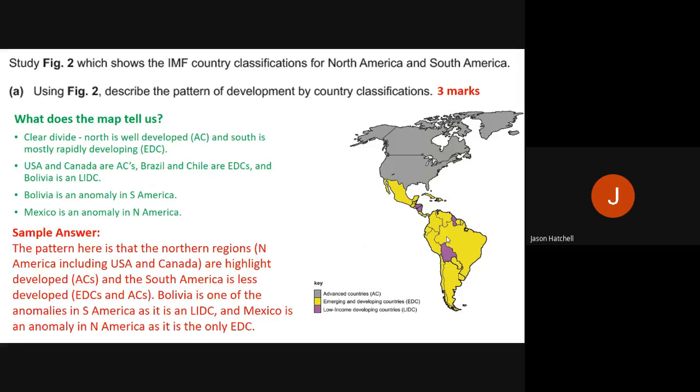Now here's the answer. Remember, 3 marks of TEA or PEA. The pattern here, so that's your P, is that the northern regions in North America, which include the USA and Canada, are developed ACs, and South America are EDCs, which are less developed. Bolivia is one of the anomalies in South America as it's an LIDC, so that's there. And Mexico is an anomaly in North America as it's only an EDC. Okay, so hopefully that helps you with also using a map like this and picking out the patterns you see overall.